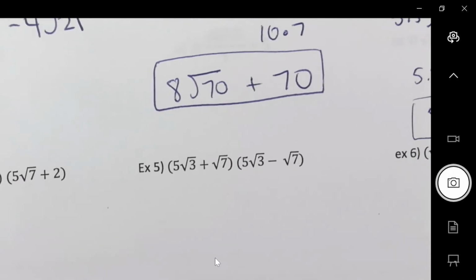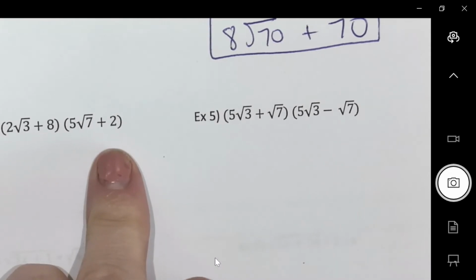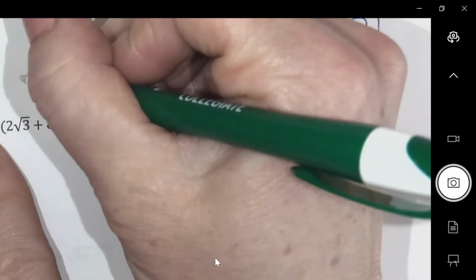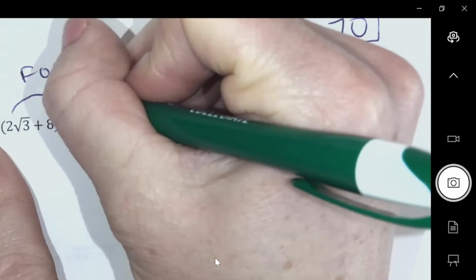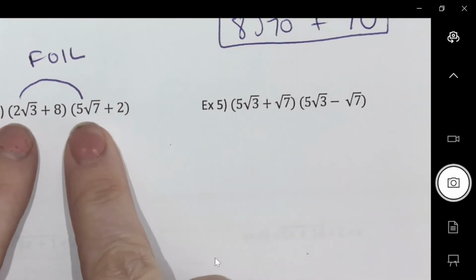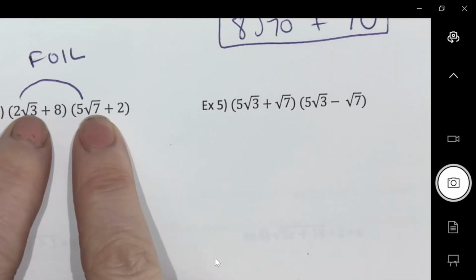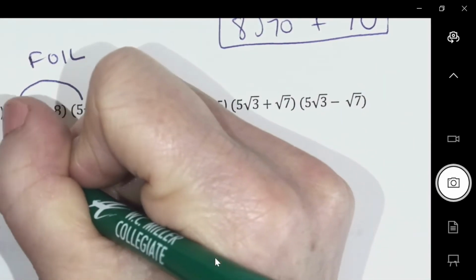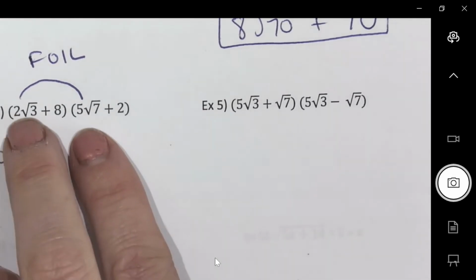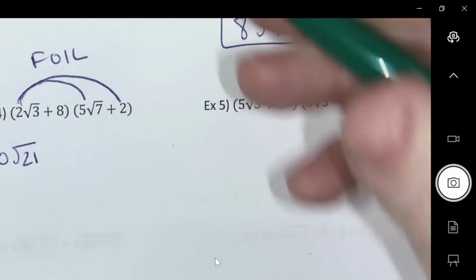Okay, number 4, a binomial. So what do we do in math once we see two binomials? We have to FOIL it all then. So first times first, let's start there. Okay, ready? Whole number 10 root 21. That's my first. 10 root 21. Okay, I'm going to go on to the outsides.